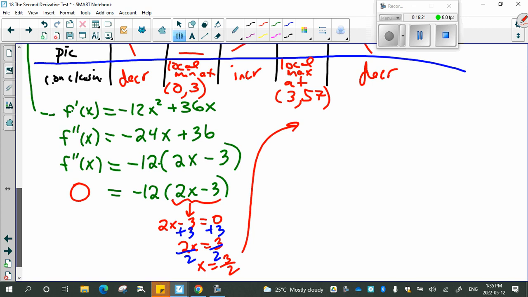You never know. You know why? Because he loves curve sketching so much he does it. I don't know.